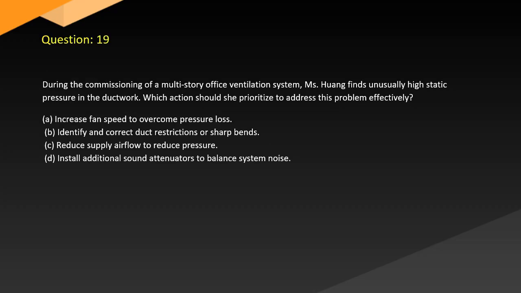Question 19. During the commissioning of a multi-story office ventilation system, Ms. Huang finds unusually high static pressure in the ductwork. Which action should she prioritize to address this problem effectively? A. Increase fan speed to overcome pressure loss. B. Identify incorrect duct restrictions or sharp bends. C. Reduce supply airflow to reduce pressure. D. Install additional sound attenuators to balance system noise.